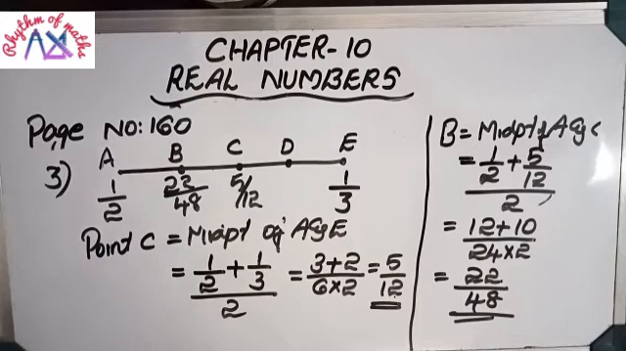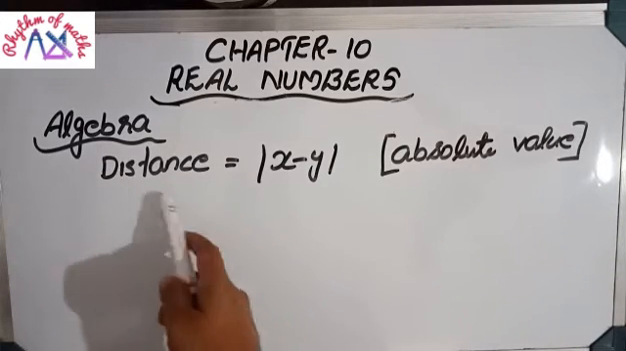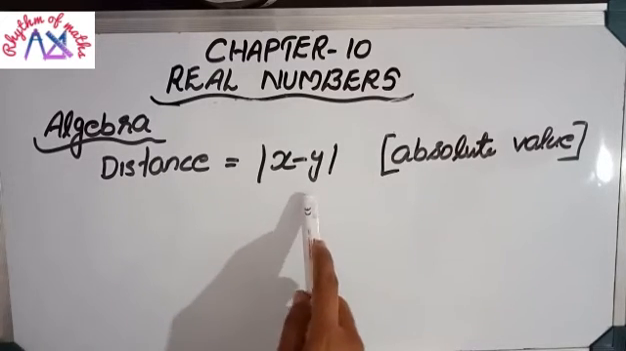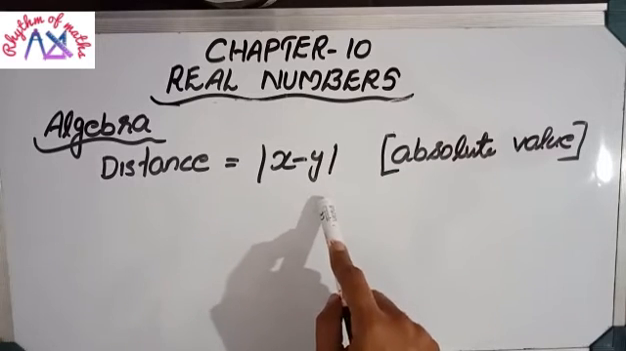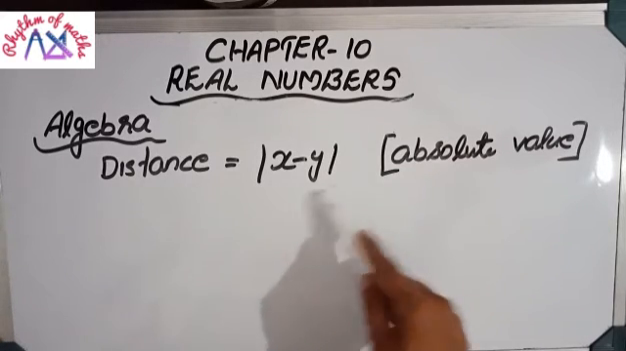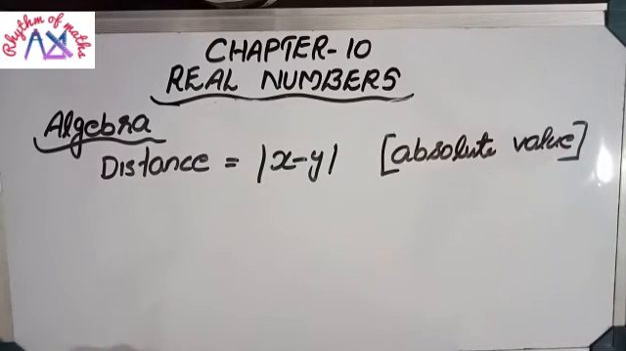So, the first activity is over. Now, let's move on to the next section, that is algebra. I already explained this in the first section. That is the distance between two numbers, the modulus or absolute value of x minus y. Okay, the absolute value of the difference of the given numbers. Suppose the numbers are x and y, then distance equals the absolute value of x minus y. This equation I already explained. Now let's do the problems from page number 164.